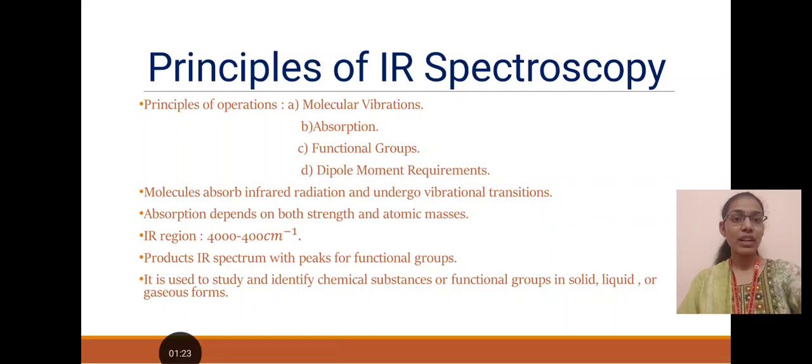Molecules absorb infrared radiation and undergo vibrational transitions. Absorption depends on both bond strength and atomic masses. IR region is 4000 to 400 centimeters to the power of minus 1. It produces an IR spectrum with peaks of functional groups. It is used to study and identify chemical substances or functional groups in solids, liquids, or gaseous forms. This is the principles of IR spectroscopy.